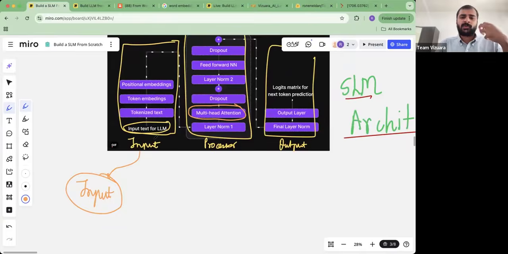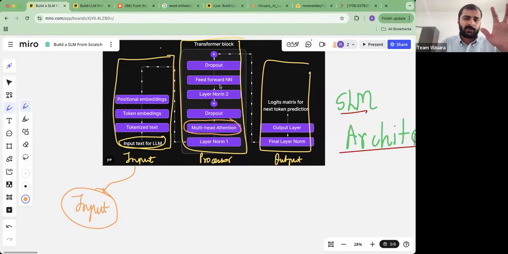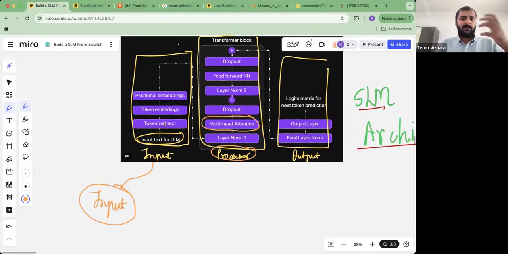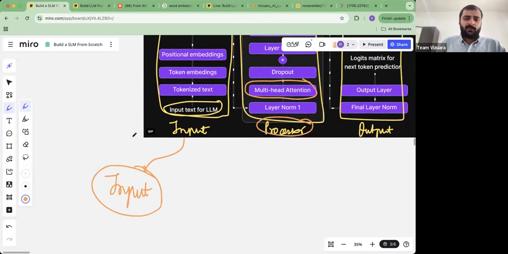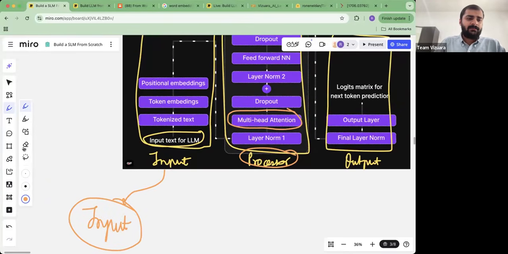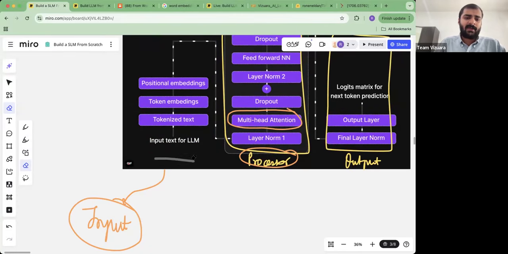Now, most people really only focus on the processor block because the processor block is very cool and there are so many different and new things happening in it, right? But if the input block is not efficient, nothing else will be efficient. And as a person who wants to build an SLM from scratch, you need to pay equal attention to all of these 3 blocks. So if you take a closer look at the input block, we have already implemented one step out of this input block.